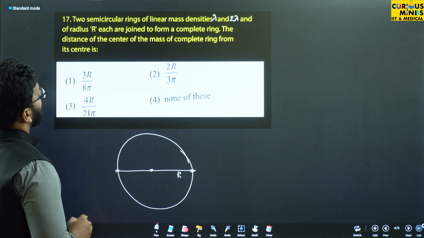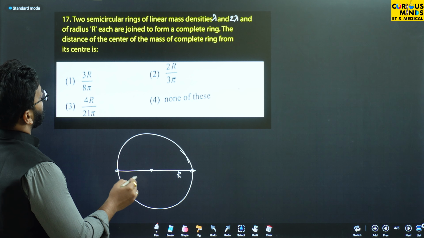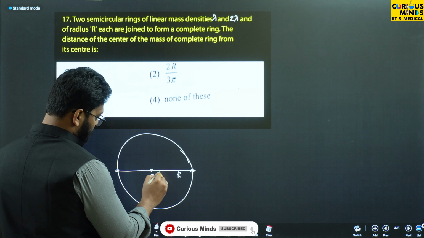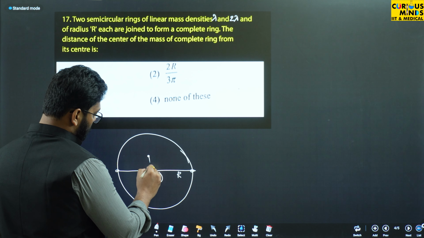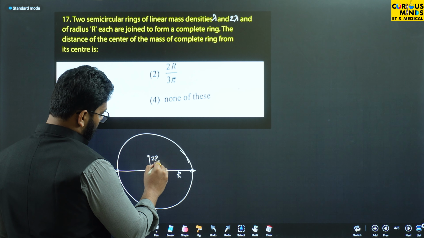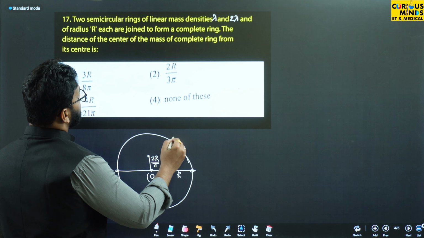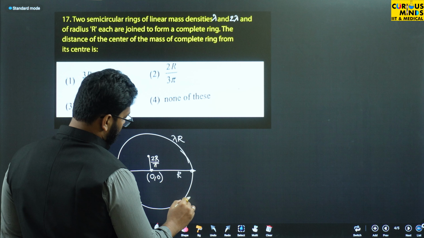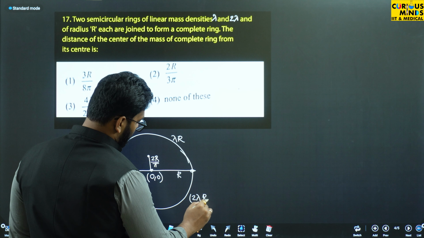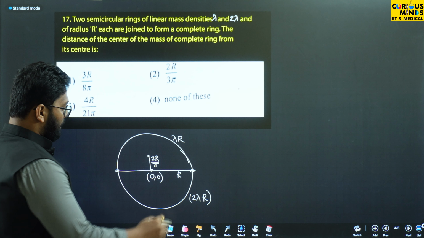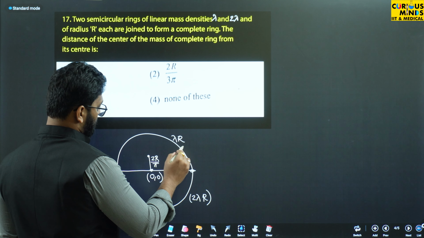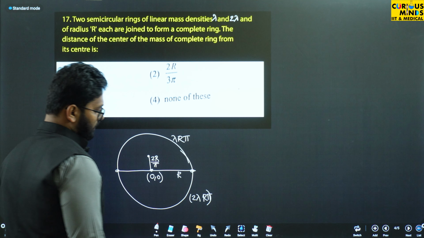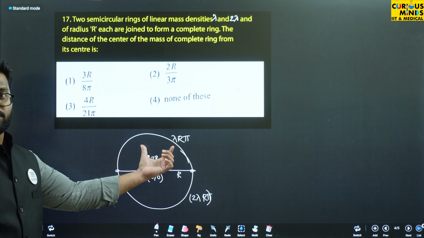Now, the distance of the center of mass of the complete ring from the center is how much? So let's say this is the origin. Now this one will be at a height 2r by pi. This one has a mass lambda times pi r, and this one has 2 lambda times pi r. This is the mass of the lower ring, this is the mass of the upper ring.